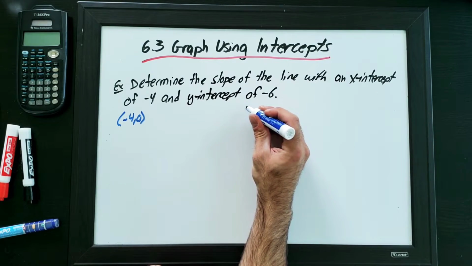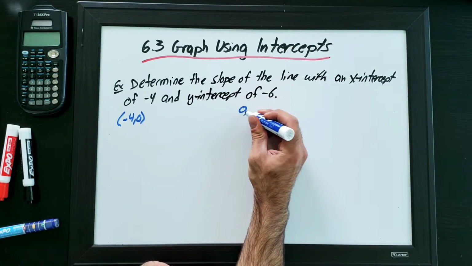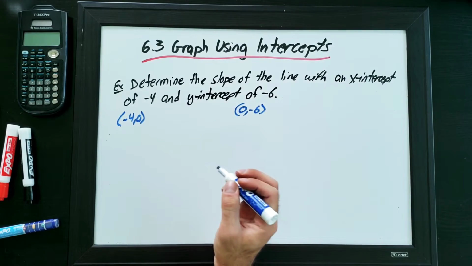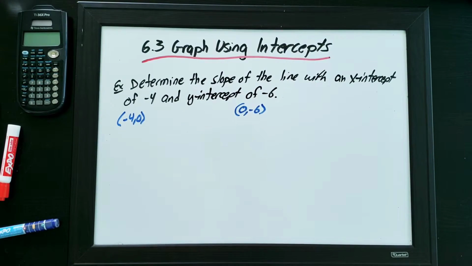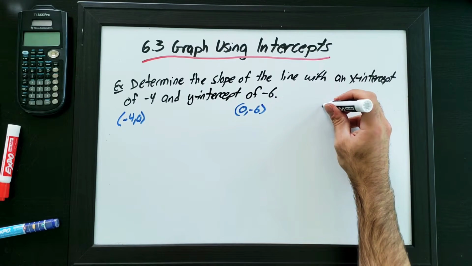And this one is the y-intercept of -6. This is (0, -6). These are my points. Okay, now I'm going to graph this. So simultaneously while I solve this, you'll understand how to find slope.